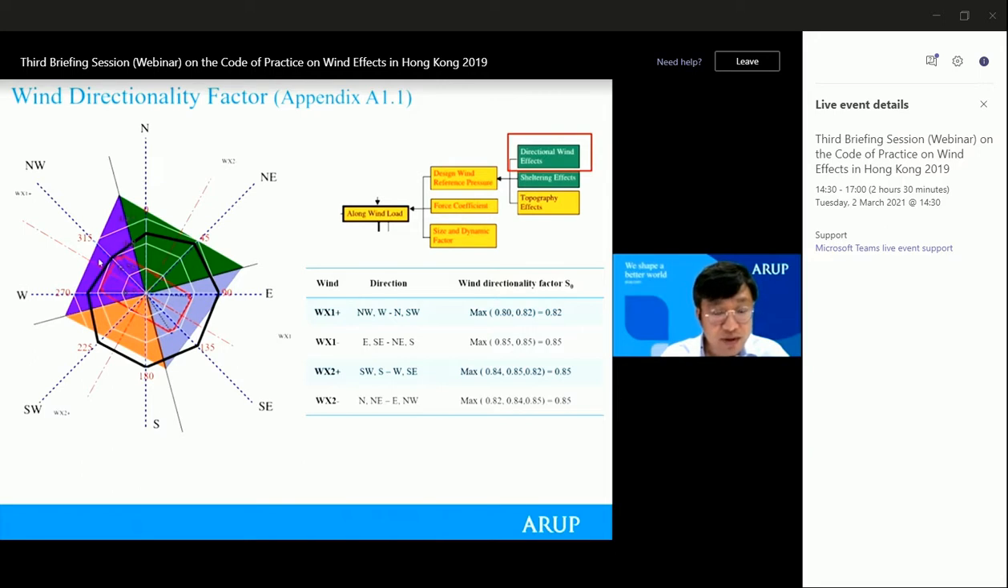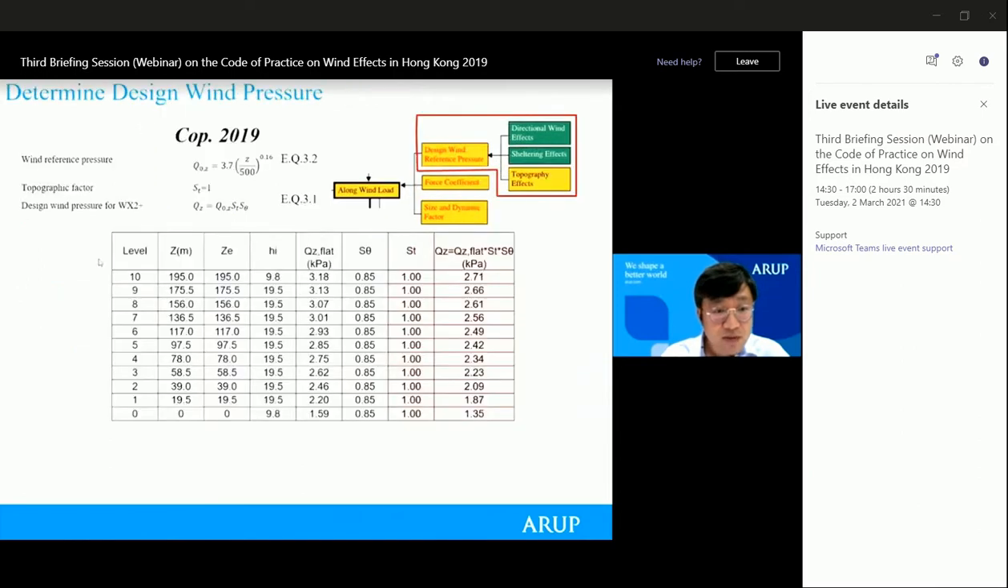for each quadrant, we can still use the directionality factor for the 8 key directions and do an interpolation with anything in between the 2 key directions. And finally, we can identify the directionality factors for all the 4 orthogonal directions, as shown in the table. After that is a determination of the design wind pressure.